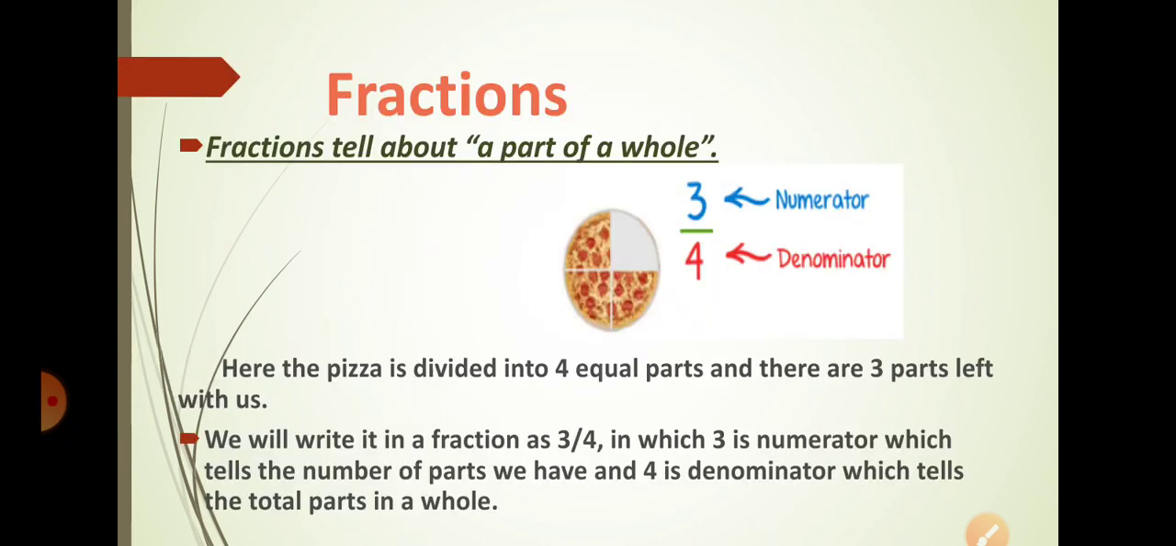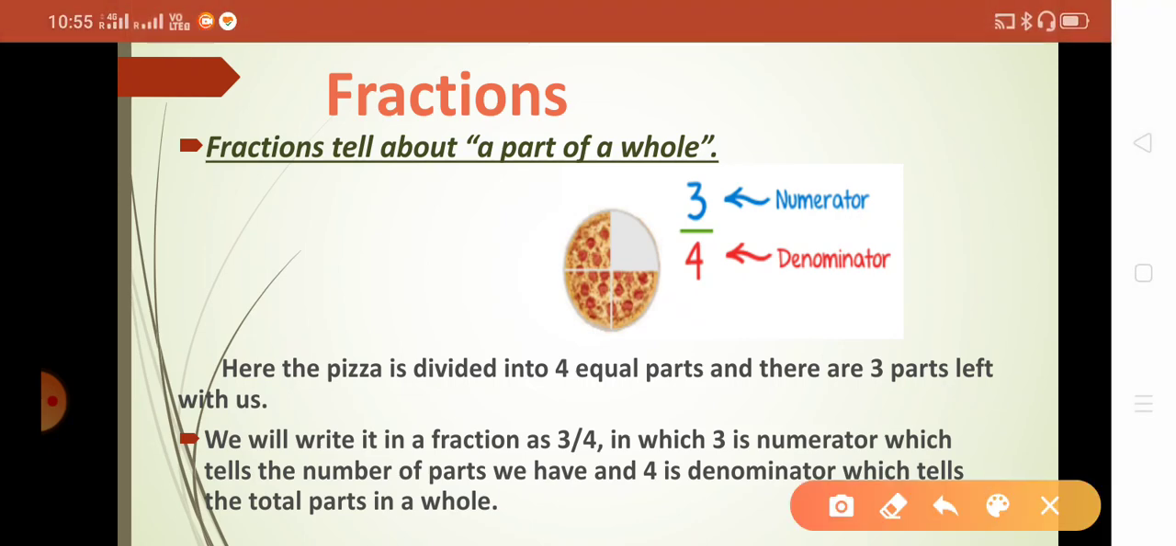So what is a fraction? A fraction tells us about a part of a whole. That means if you have a complete thing, then its part is known as a fraction. For example, you have a pizza. You have divided the pizza into how many parts? 4 equal parts. Out of that, you have eaten one part. So how many parts are left? 1, 2, 3 parts. So we will write it as 3 by 4.